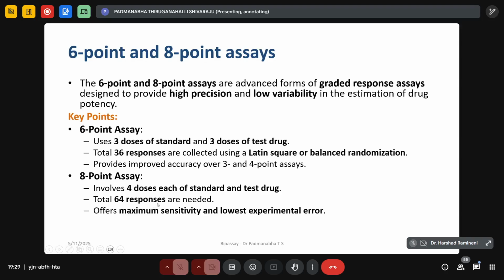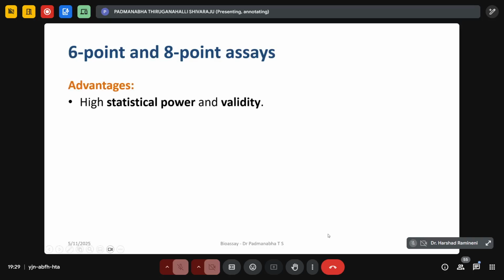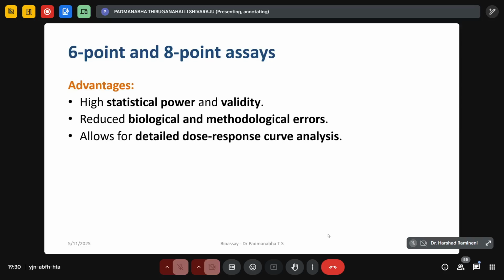And very important, if it is done properly, we will get maximum sensitivity and low experimental errors. So what are the advantages? It has higher statistical power and higher validity. It will reduce both biological and methodological error, and we can have a detailed dose response curve analysis.